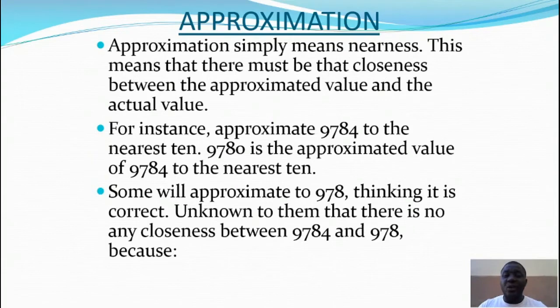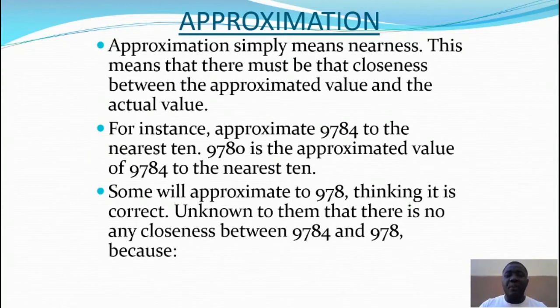The next thing you need to consider, which you will observe in the next slide, is the next number after the required point. In this case, the next number is 4, and 4 is categorized under 0. So the approximated value is 9,780. You see that between 9,780 and 9,784 there is that closeness.